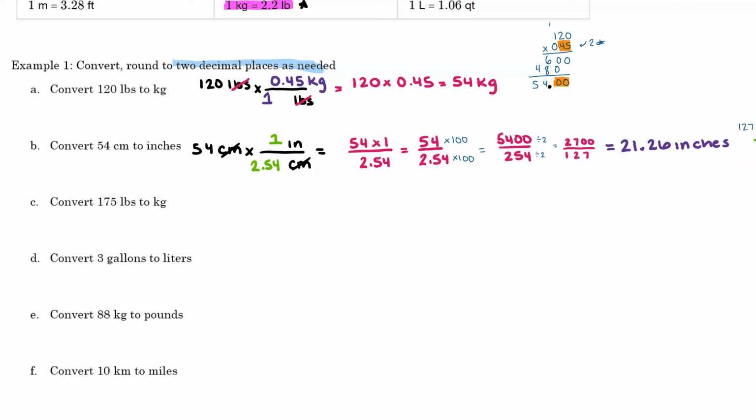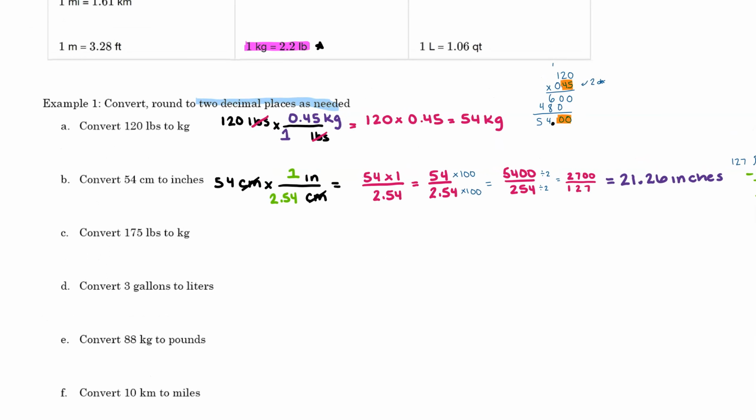Let's try another one. 175 pounds to kilograms. So I'm starting with 175 pounds. I need to get rid of pounds and go to kilograms. Now again, there's 2 different conversions that you can do. You can do 1 kilogram on top, and 2.2 pounds on bottom. But as you can see, division takes a while.